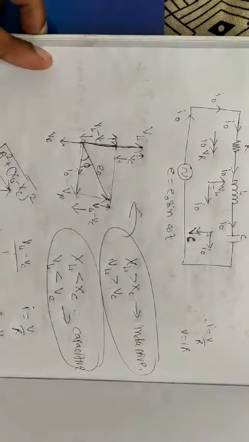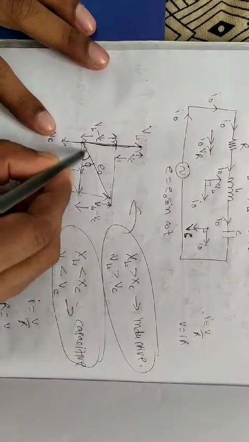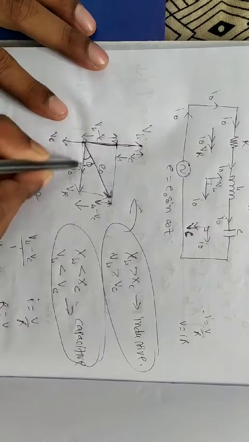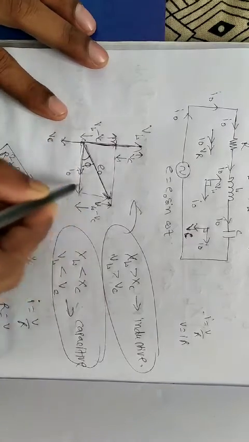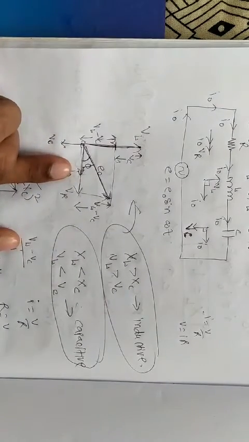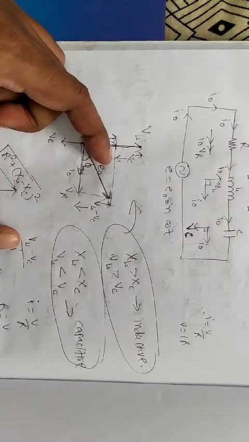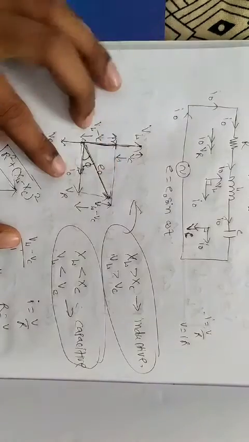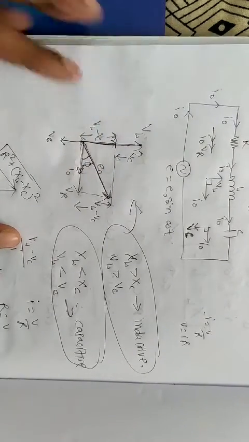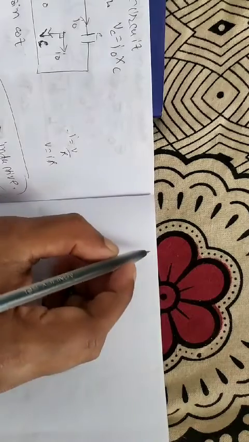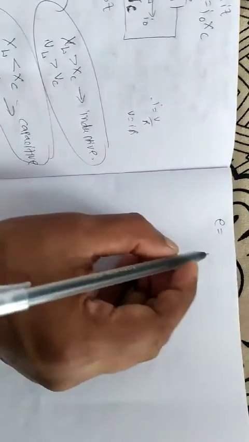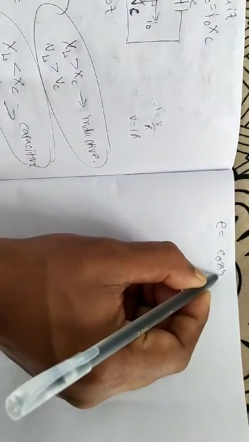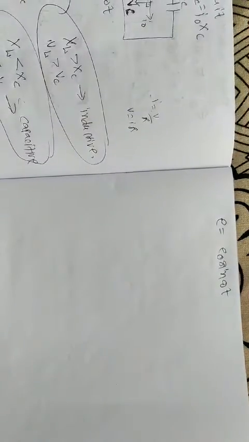What will be the equation of current? See here, the net EMF is this and the current is this. Current is lagging and EMF is leading. That means EMF is leading the current with a phase of phi. The equation of EMF is E is equal to E naught sine omega t.